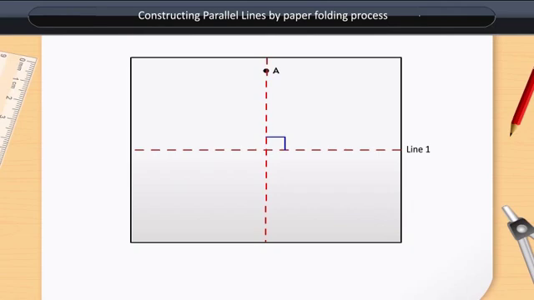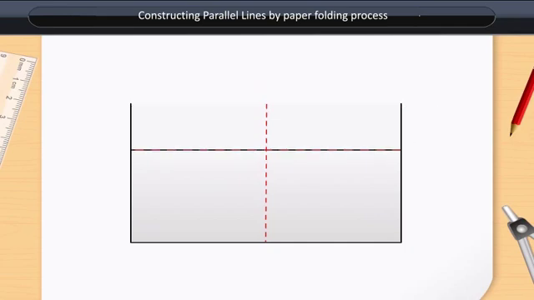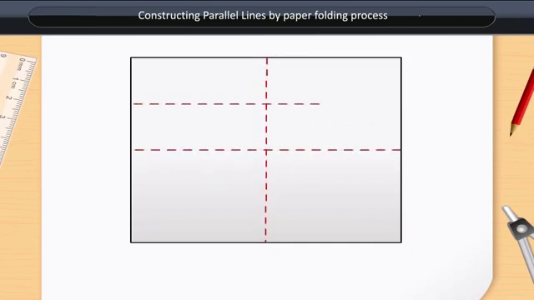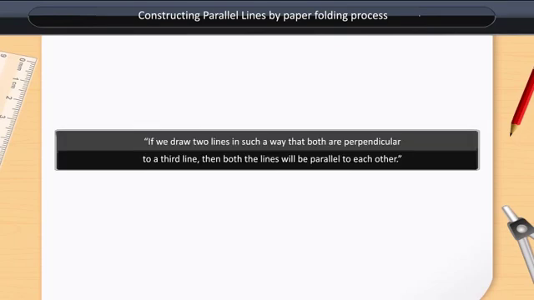Now, we draw a line perpendicular to line 2 which passes through point P. Suppose this line is number 3. What do you observe? You can say that line 1 and line 3 are parallel to each other. Obviously, we can say that if we draw two lines in such a way that both are perpendicular to a third line, then both the lines will be parallel to each other.